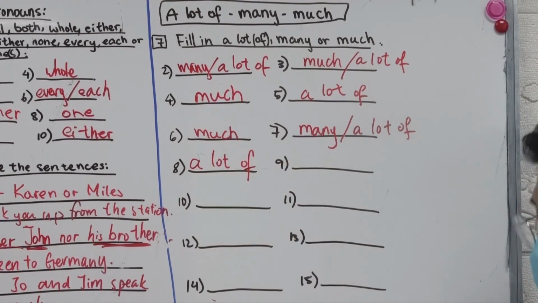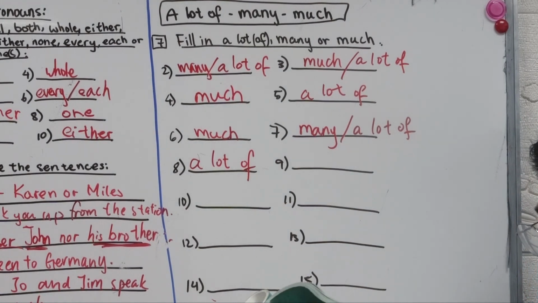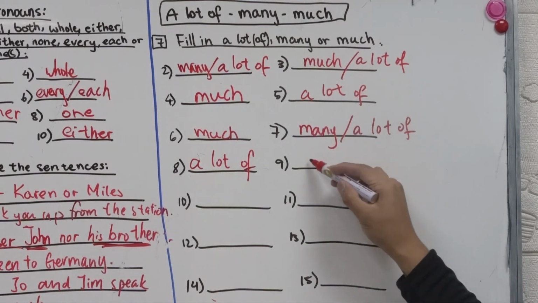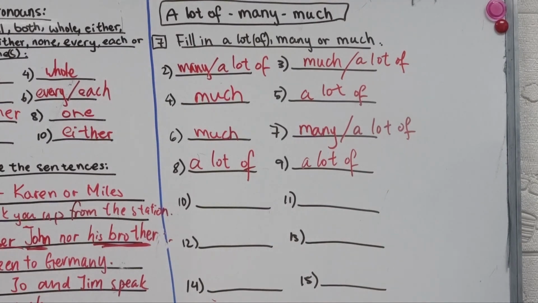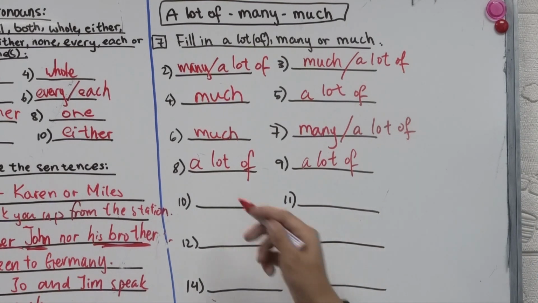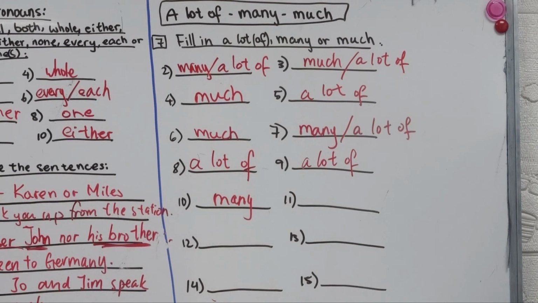Then of course we have number 9. Have blank new people join the club this year. Have a lot of people. All right, a lot of people. All right, number 10. There are 2 blank mistakes in your composition. Many, right? You can count the mistakes. How many mistakes did I do? Did I have? You had 10.